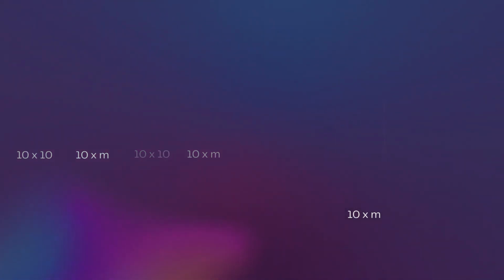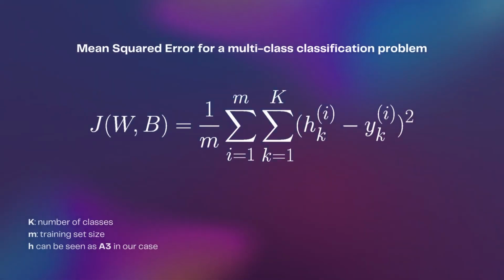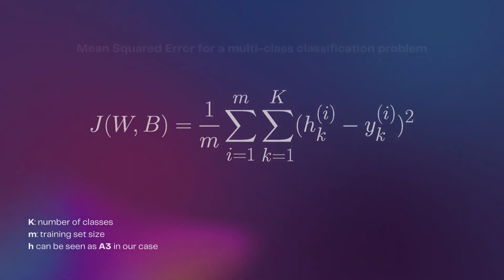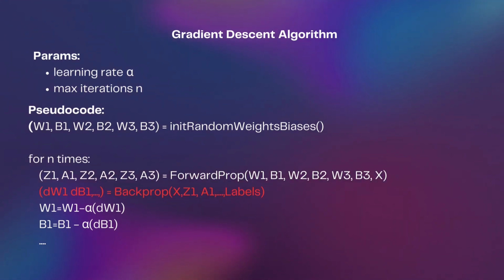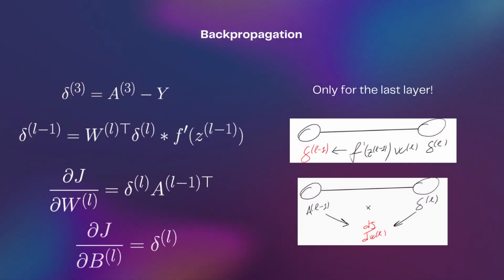In this case, the cost function we are going to use is the mean squared error, the average error of the training set. Since we are dealing with probabilities, we should use the cross entropy loss function, but we want to keep it simple, so we stick to the mean squared error. Next, in our gradient descent algorithm, we need to compute the gradient, as we have seen.